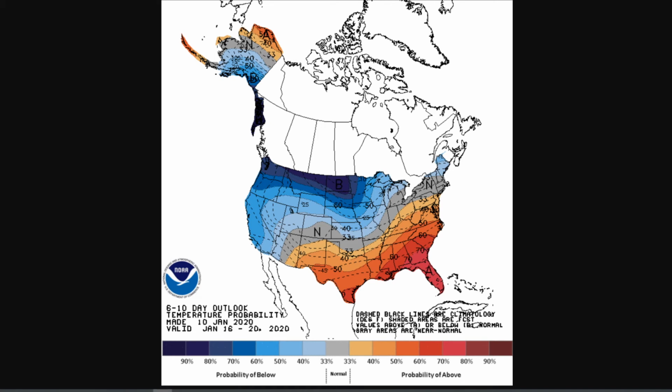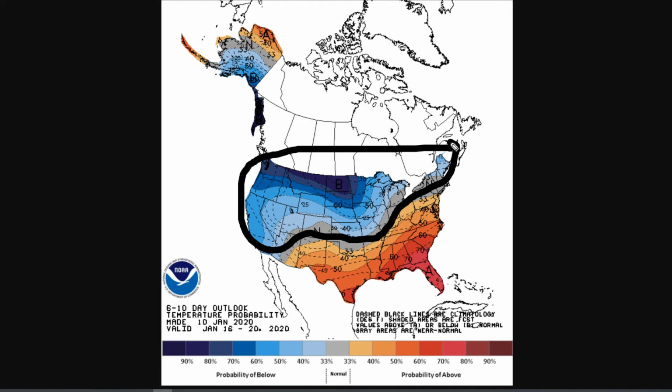You see, from the January 16th to January 20th time frame, this is when you're starting to see this pattern change, but it hasn't fully gone into effect yet. Over much of the western and northern United States, you're seeing colder conditions.